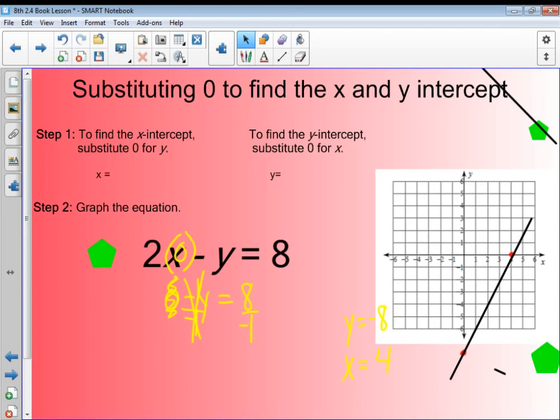So this process does not work for 100% of your equations, but it does work for any of them where you're working with just whole numbers in there. So good luck with this one.